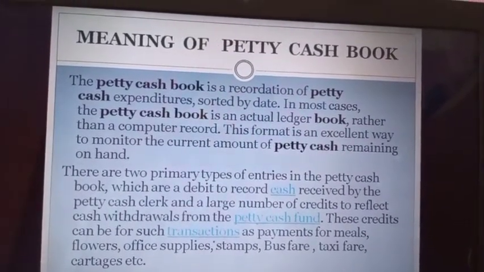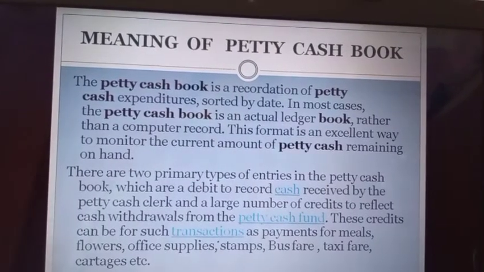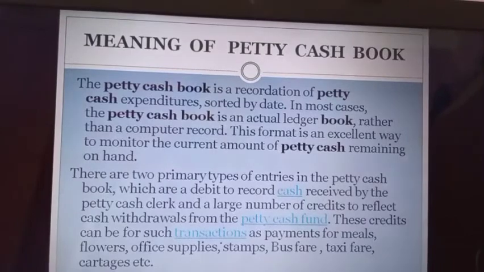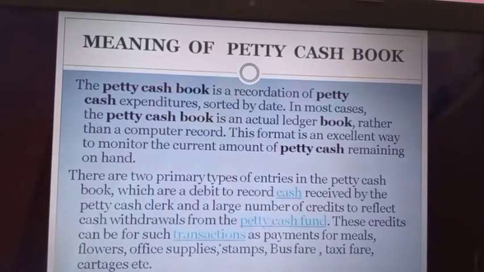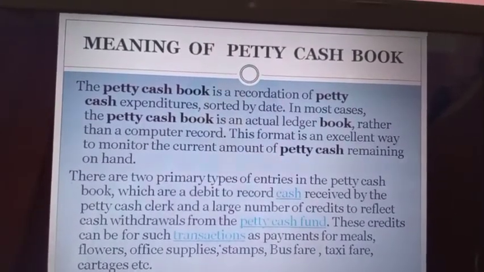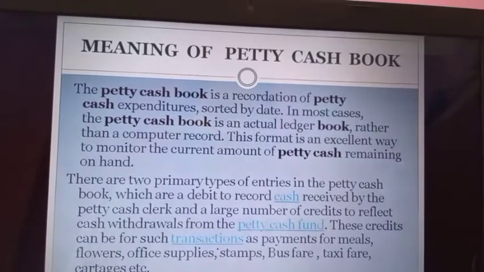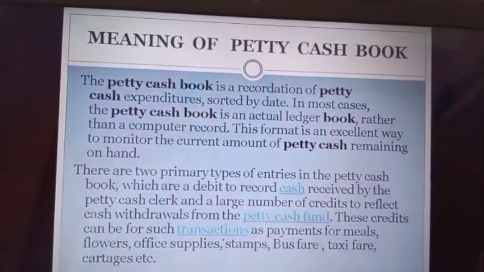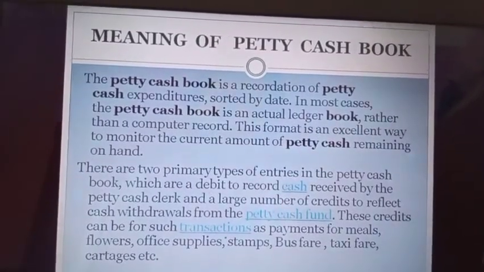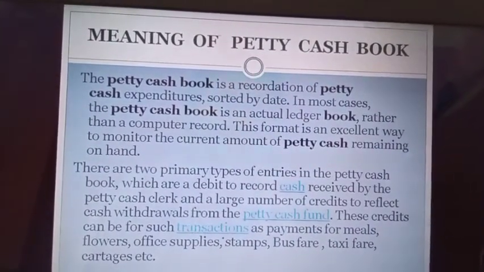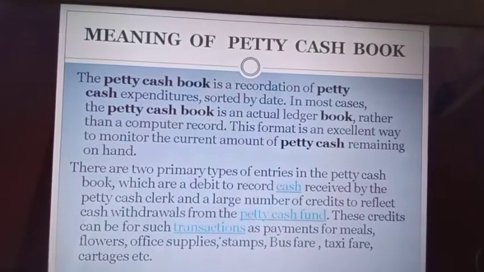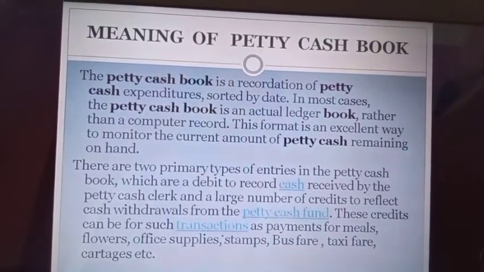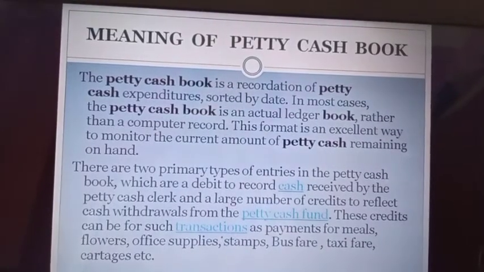So we can very well make out how much cash is being incurred as an expense for the petty expenses, and how much remains as the amount of cash on hand. Now it has two columns, that is debit side and the credit side. So debit side records the cash received by the petty cash clerk and a large number of credits to reflect cash withdrawals from the petty cash funds.